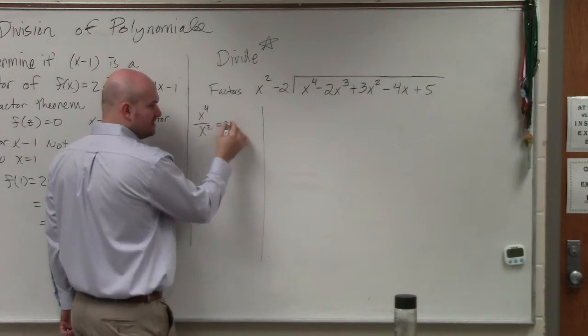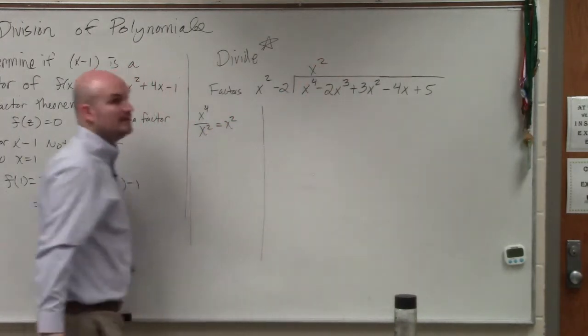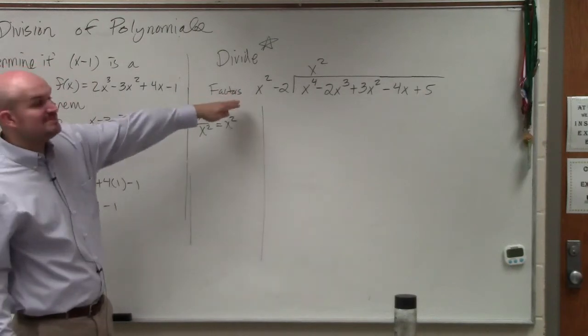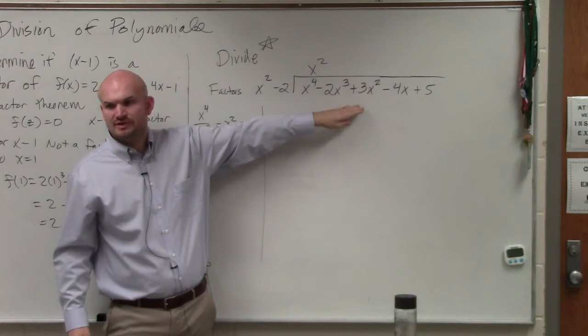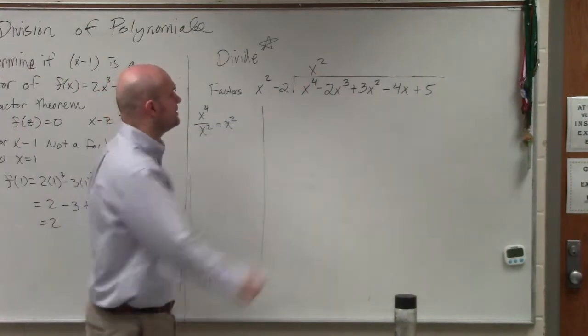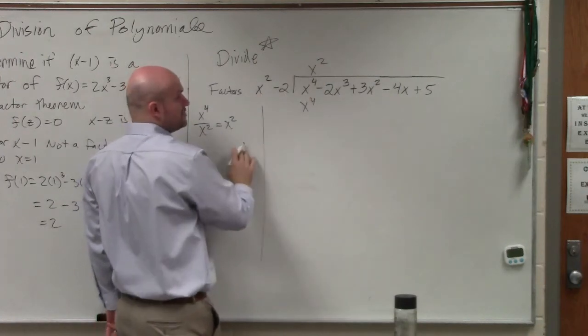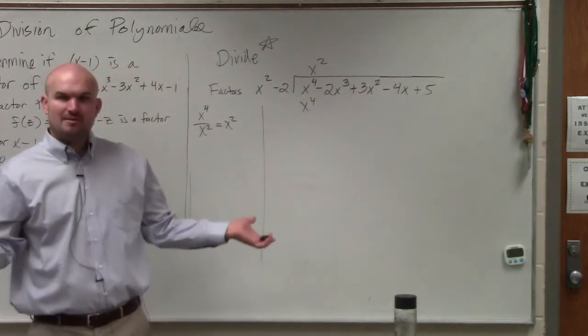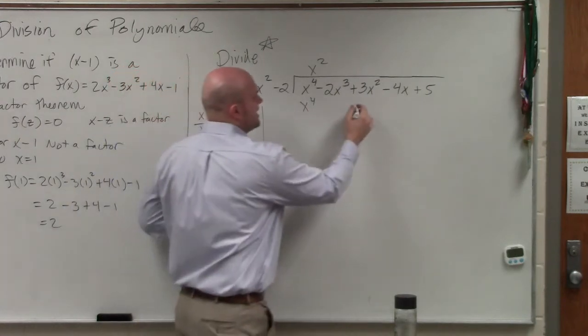Using the rules of exponents, the answer is x squared. So we place x squared right over here. Then you multiply x squared times both terms in your divisor. First of all, we're in descending powers, right? OK. So x squared times x squared is x to the fourth. x squared times negative 2 is negative 2x squared. But there's a problem. The next thing is negative 3x cubed, so we have to rewrite it over here.